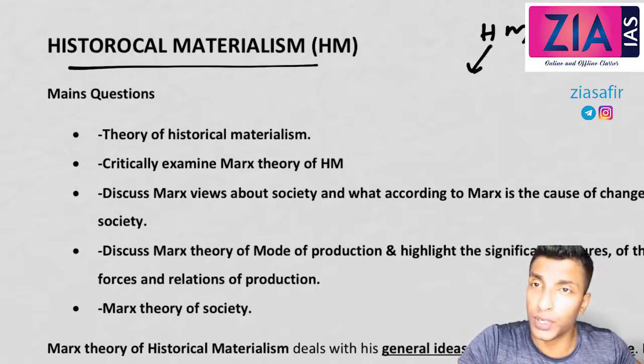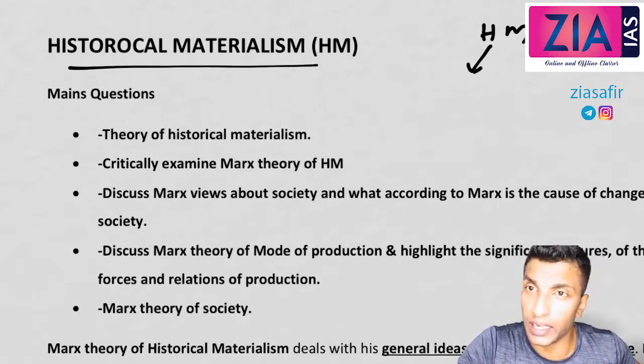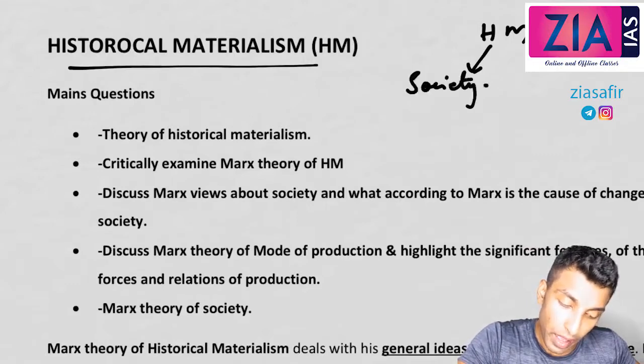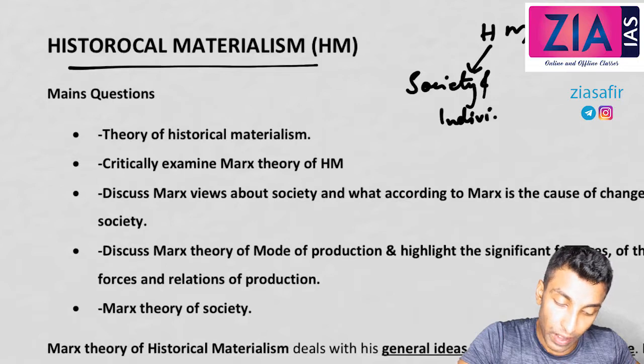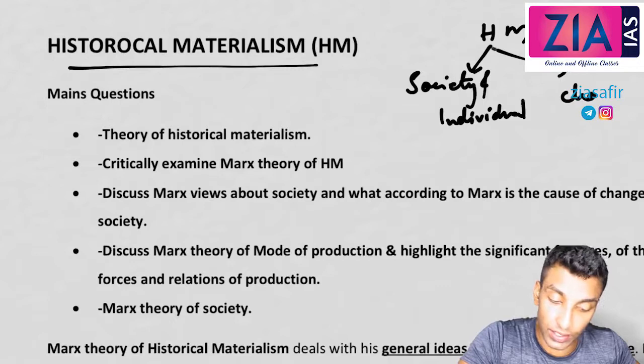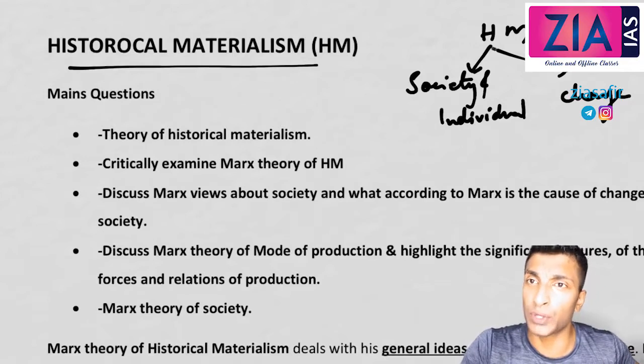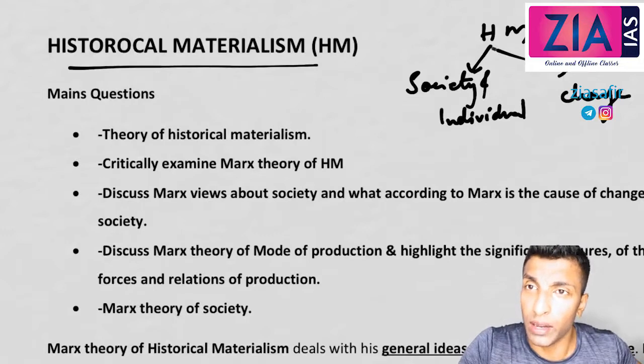The first part is Marx's idea about society and individual. And the second part is his idea about change in society. So in simple terms, Marx's theory of historical materialism is all about his idea about society and change. So what is society? And what do you mean by social change? He is basically trying to understand what is society in the first part, and what are the social changes.